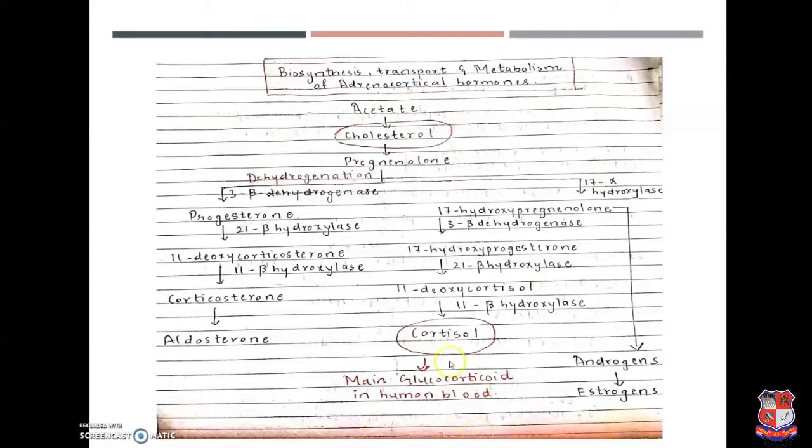Cortisol is the main glucocorticoid in human blood. It is basically transported bound to a specific alpha globulin, transcortin. Aldosterone is also present in plasma in a very small quantity. It is bound to albumin, whereas estrogen and progesterone are also bound to albumin. Steroids are generally metabolized in the liver and are excreted in the form of urine.